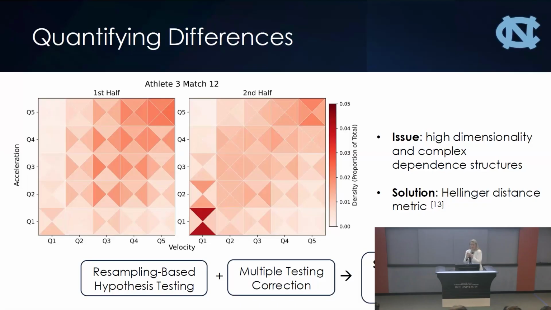So we looked at resampling-based hypothesis testing, and we used a multiple testing correction because, once again, you're testing over several players over several games. But we did see that there's a significant distributional difference for every athlete match pair, basically showing the way you move in the first half is significantly different than the way you move in the second half. Now, if you know soccer, probably very obviously true, right? But it does validate that this method is showing us something, right? We are able to put into stats what we can see with our eyes.